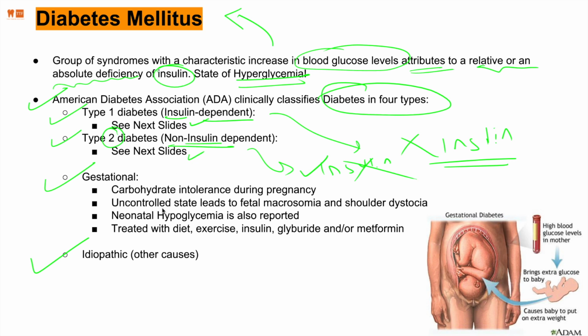Gestational diabetes is when carbohydrate intolerance occurs during pregnancy. Just pregnancy. Uncontrolled state that leads to fetal macrosomia. That's when the baby gets really, really big. And shoulder dystocia. Neonatal hypoglycemia is reported. That is one research that we found. And it's treated with diet, exercise, insulin, glyburide, which is an oral hypoglycemic, and or metformin, which is also an oral hypoglycemic. We'll talk about these as well. But gestational can be treated. And the idiopathic is just other causes.